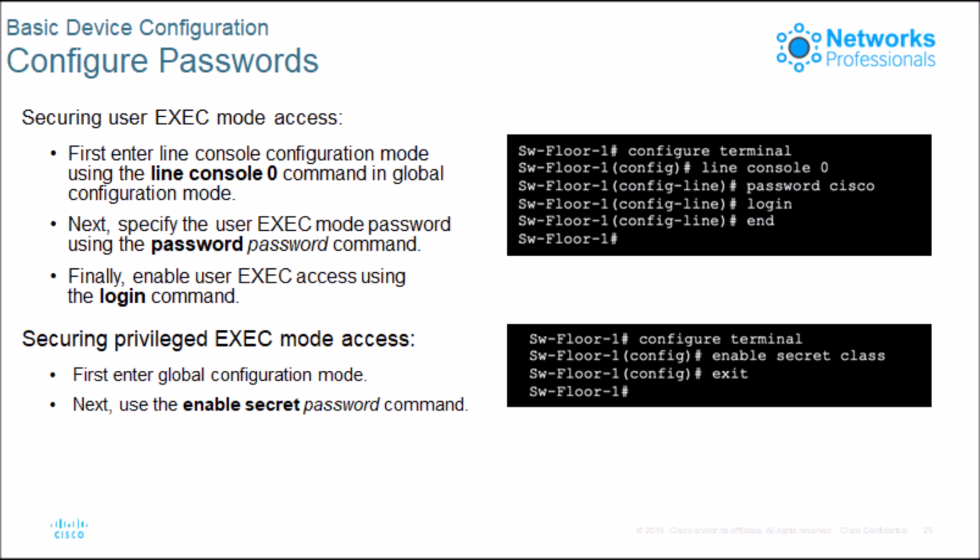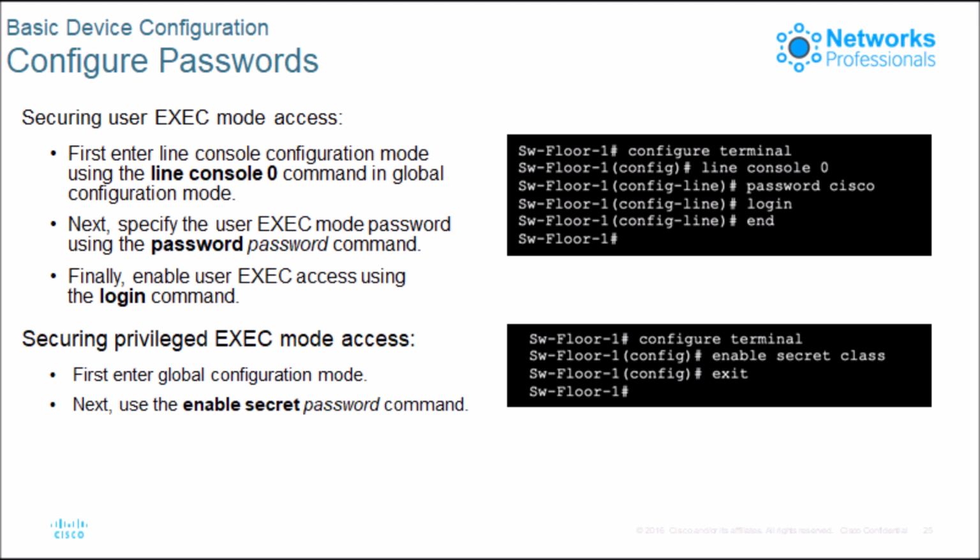This mode is secured using the console mode password. To secure user exec mode access, enter line console configuration mode by using the line console 0 global configuration command as shown in the example. The 0 is used to represent the first and in most cases the only console interface, meaning that the console port has a single interface. Next, specify the user exec mode password by using the password command. Finally, enable user exec access by using the login command.